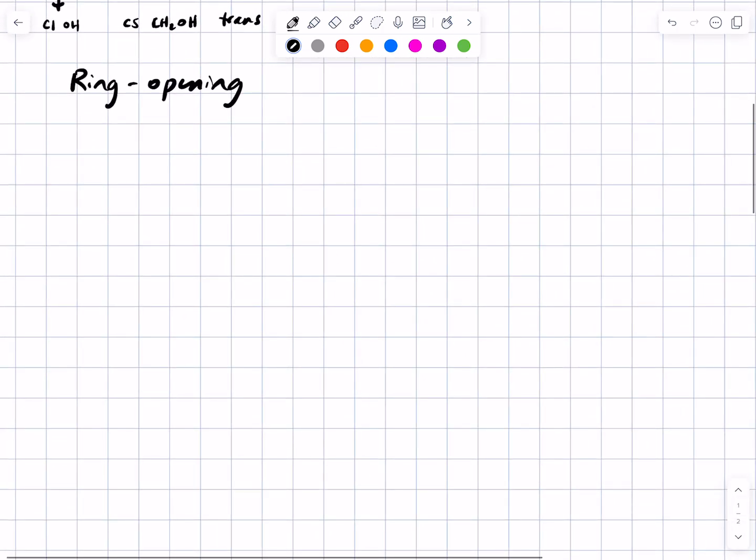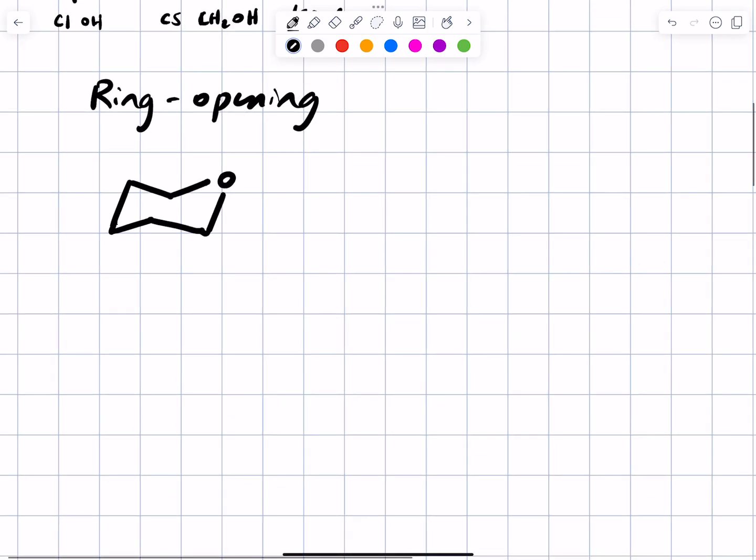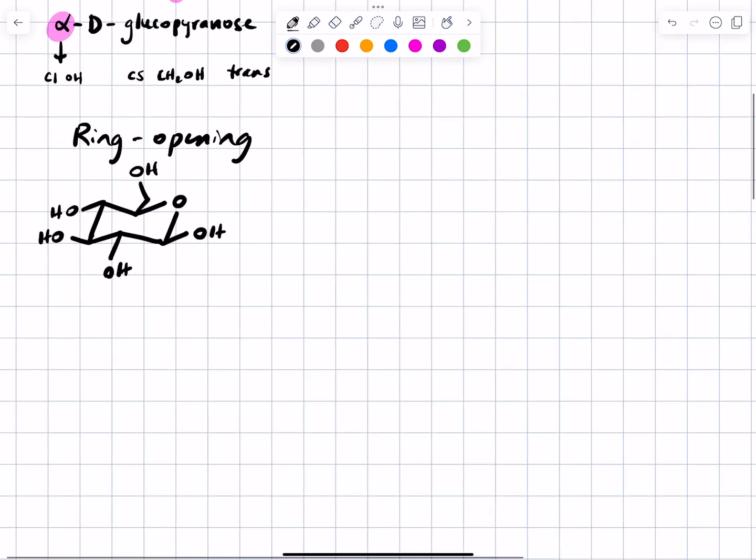But let's show you a little bit about ring opening. I mean, I am evil, but like most villains, I give away a lot in my monologuing, so just pay attention and you know what to expect. So here's the beta anomer. All right, and then the ring open form.